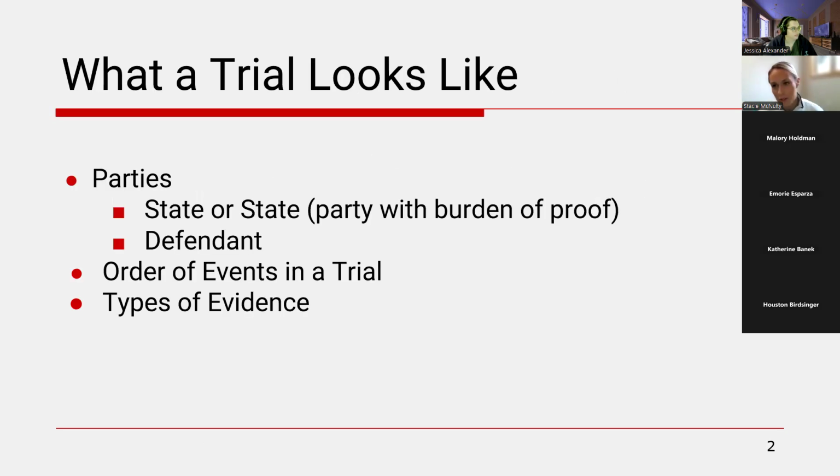Okay, so first we're gonna start with the parties. There's the plaintiff or the state. That's the party that has the burden of proof. And then there's the defendant. There's two sides. We're going to go through the order of events in a trial, and then we're going to go through the types of evidence that you can use and that you'll see.